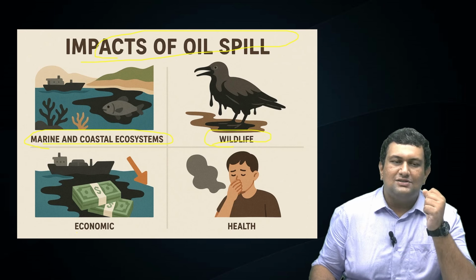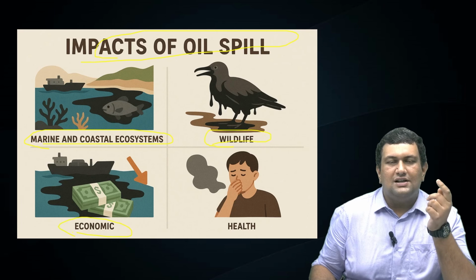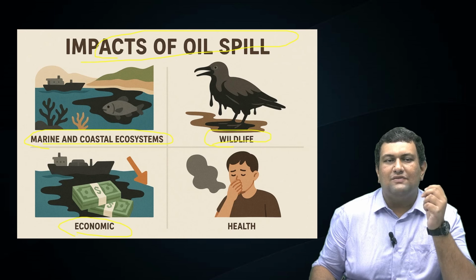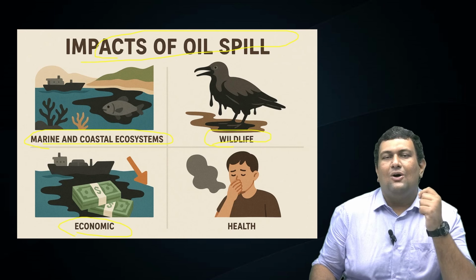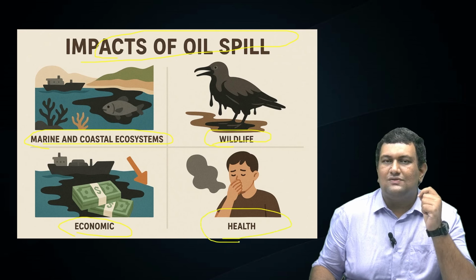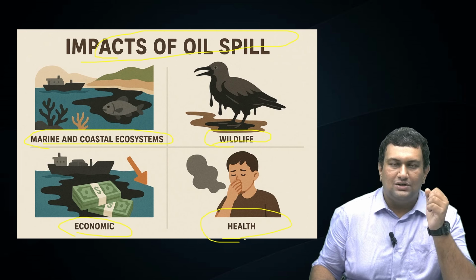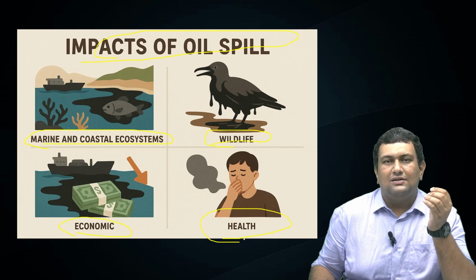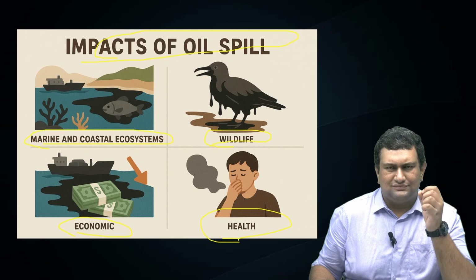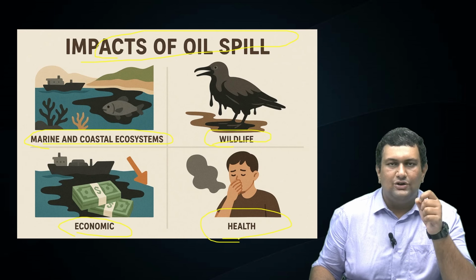So the next impact is on the economy. The fisheries and even the people based in coastal areas will be affected because of oil spills. Also, tourism gets affected. Next is regarding health issues with humans. Consumption of poisonous marine food which is affected by this oil spill will lead to respiratory and skin diseases in humans.